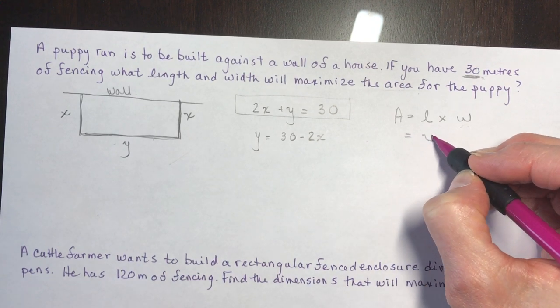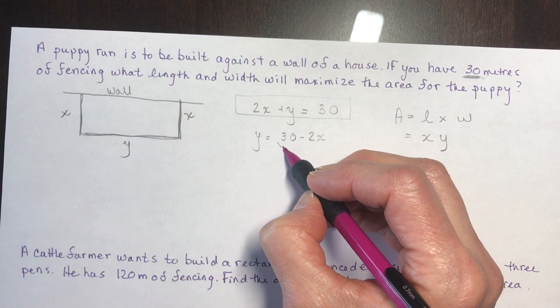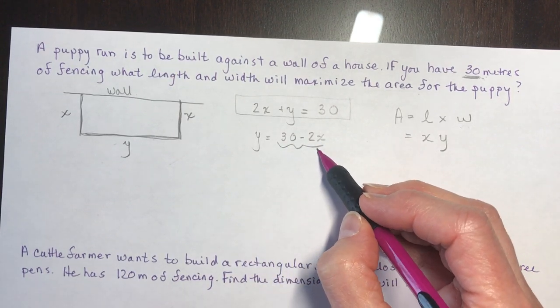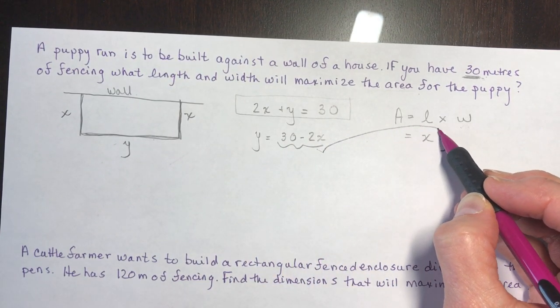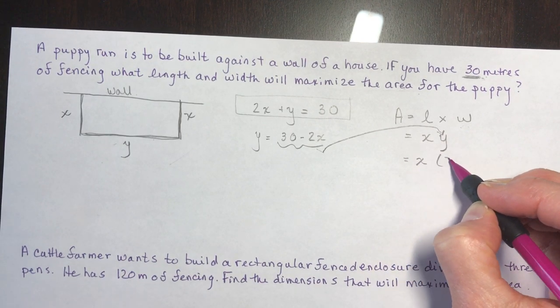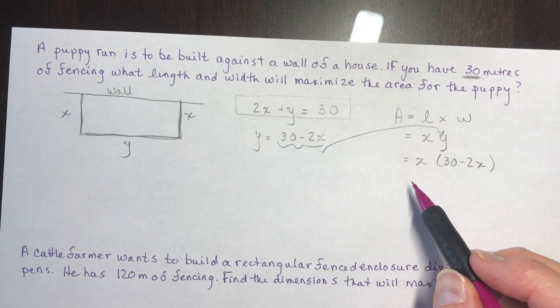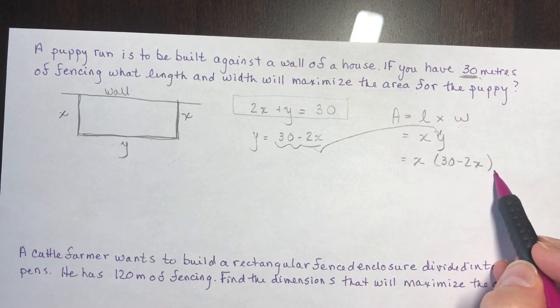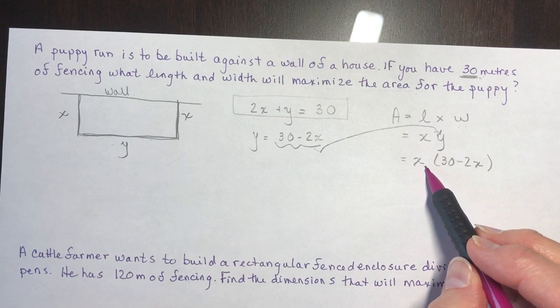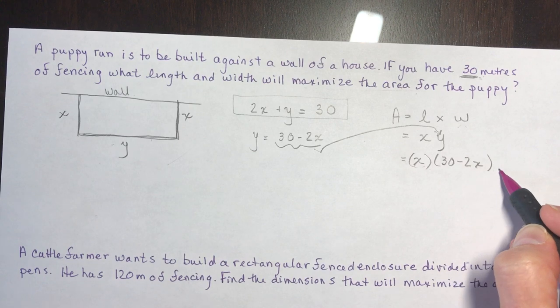And my length times width is xy. And now I'm going to take this, which is my y, and substitute it in for this y. So I have everything in terms of x. So I have x times 30 minus 2x. And you should recognize now that you have a quadratic equation here, where you have it in factored form.